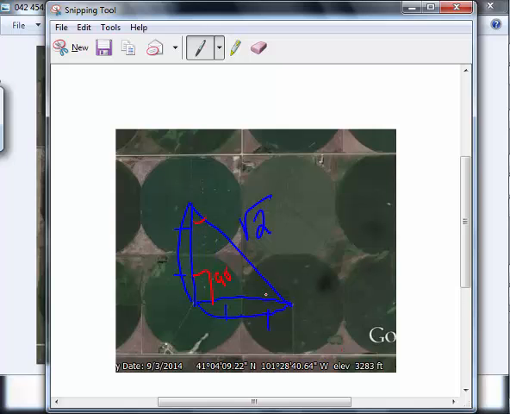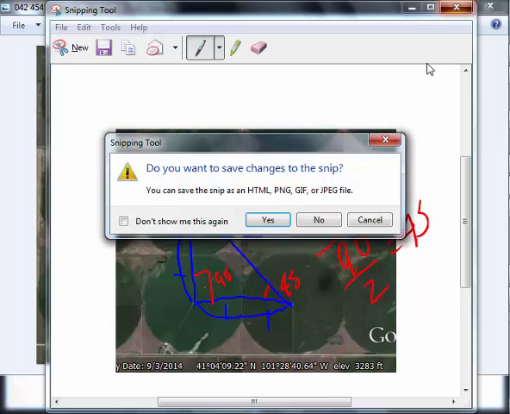Since these two angles have to be equal, and we have 180 degrees in a triangle, subtract 90, we have 90 degrees left. If we divide that by 2, each of these angles must be 45 degrees. So this is a 45, 45, 90 triangle.